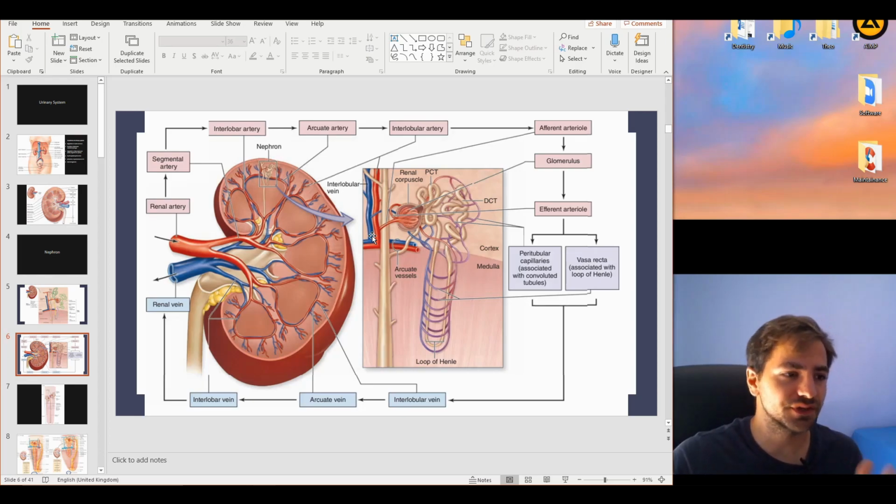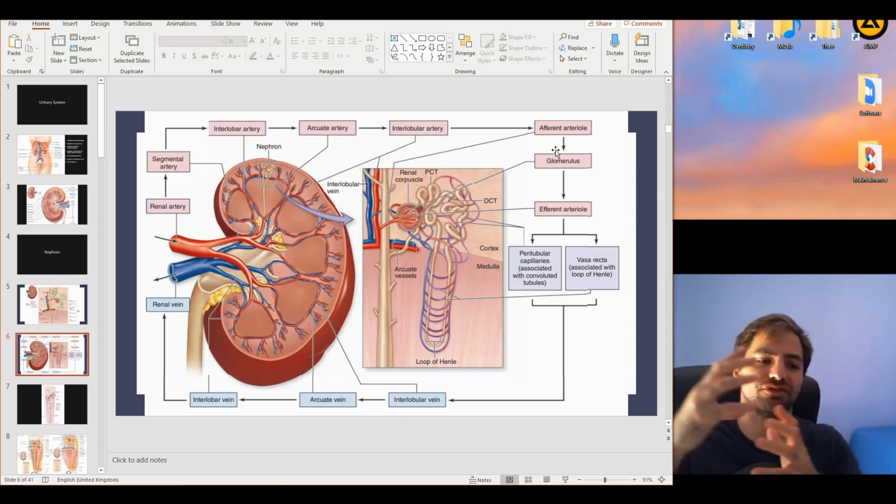Now, as you can see in the schematic, there are a lot of subdivisions and spreadings, let's say, of the artery, from renal artery to segmental to interlobar, arcuate, interlobular, and afferent arteriole. Now, we'll discuss a bit more about the afferent arteriole after we discuss the function of the glomerulus. So the point is that we have arterioles, afferent arterioles that bring in the blood, and efferent that practically takes it away.